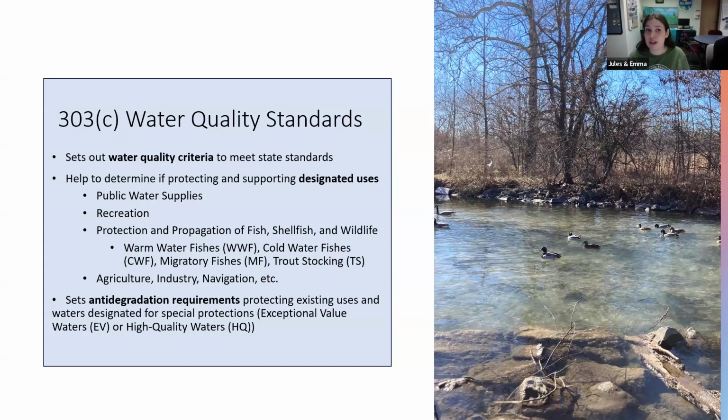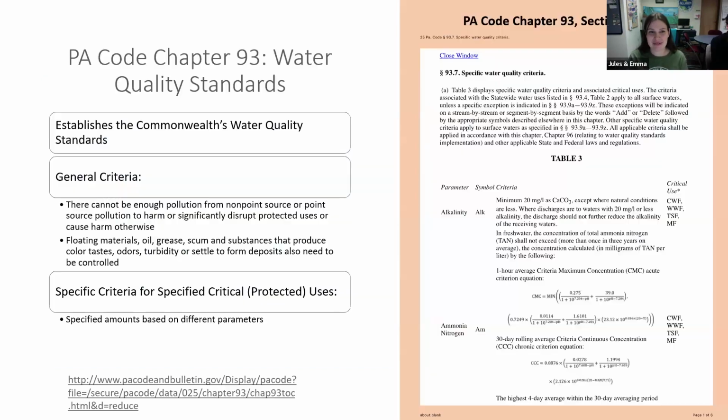So that could be public water supplies. Often it's protection and propagation of fish, shellfish, and wildlife, which is aquatic life uses. So you see the designations of warm water fishes, cold water fishes, which are pretty common, and then migratory fishes and trout stocking. And then as the final part that puts it all together, there are anti-degradation requirements for specific critical uses of specific waters, such as ones that are designated as having exceptional value or high quality. So ready for the next slide.